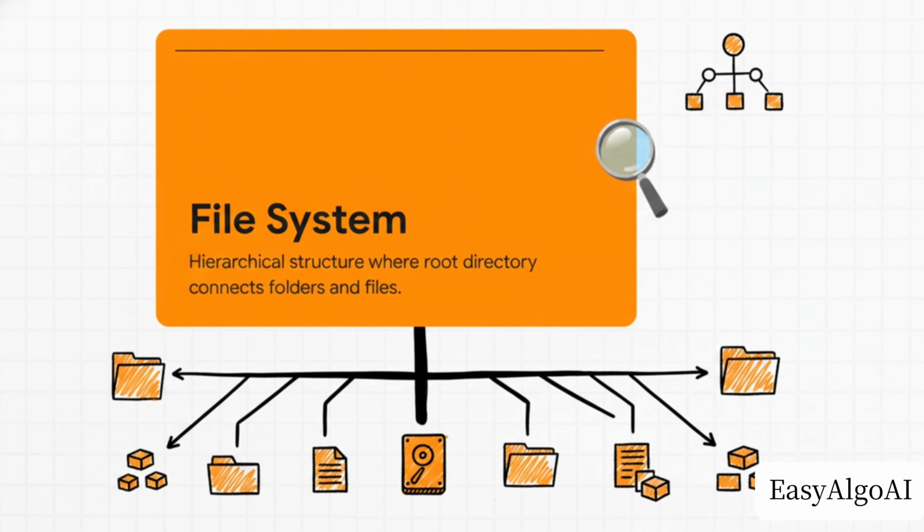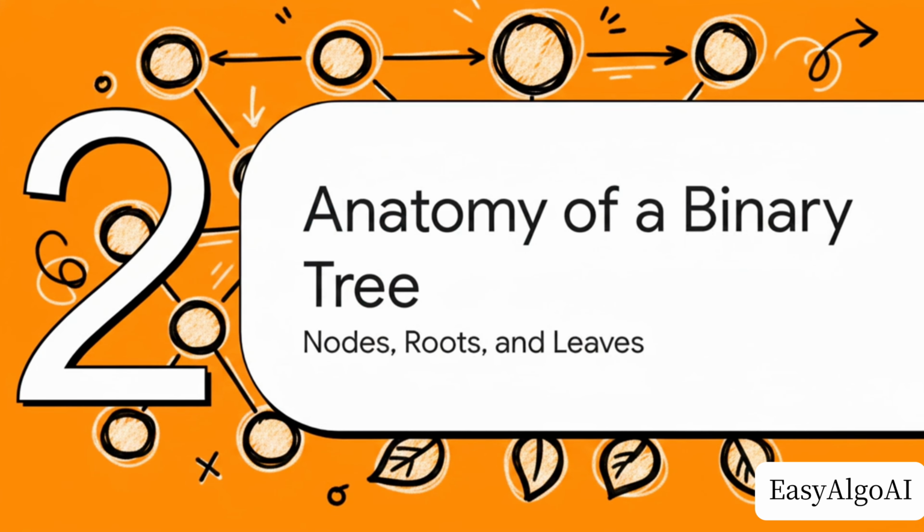Pretty much every file system is organized exactly like this. The root directory, like your C drive, is the absolute starting point. And from there, folders and files act as child nodes branching outward. This specific structure is what makes incredibly fast organization and retrieval possible. You're essentially navigating a massive, invisible tree every single time you open a folder. Kind of mind-blowing, right? Okay, moving on to section 2, anatomy of a binary tree.